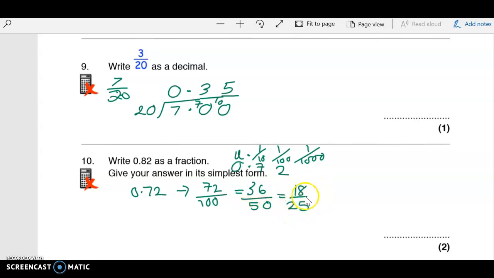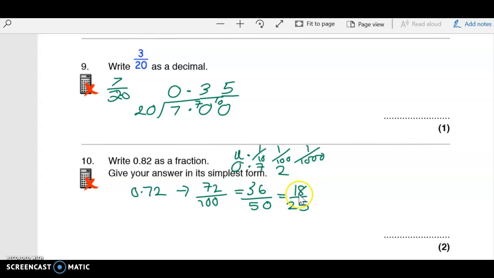Now, can I cancel these down any further? So I'm going through my different times tables. So that's in the 2's, but 25 isn't. That's in the 3's, but that isn't. 4's, no, definitely not. 5's, yes, but not the top. 6's, yes, the top, but not the bottom. 7's, no, not either. 8's, no. 9's, no. 10's, no. 11, no. Now, I only really need to go up to halfway of the top number, which is 9.